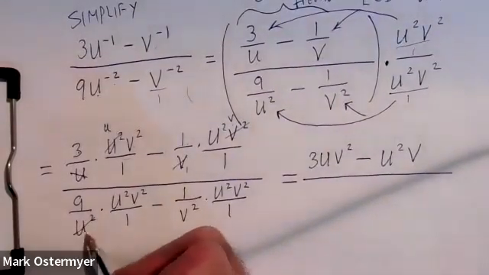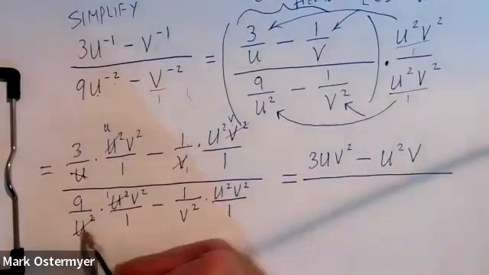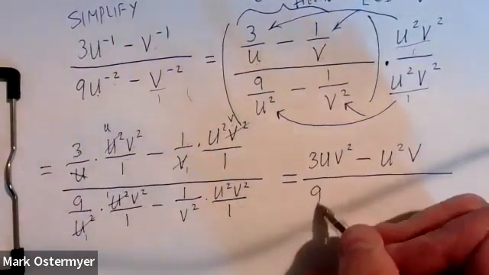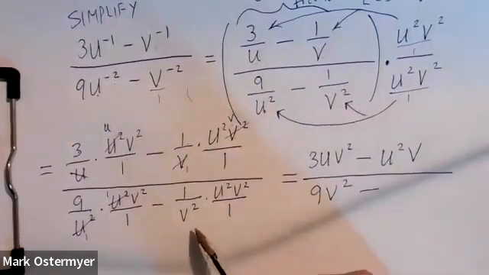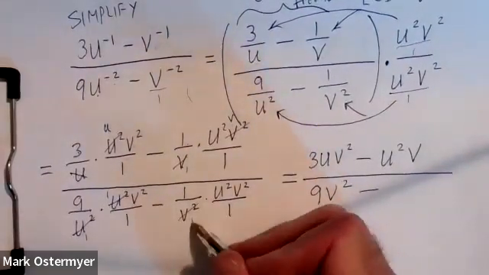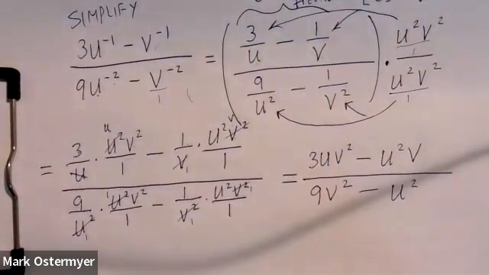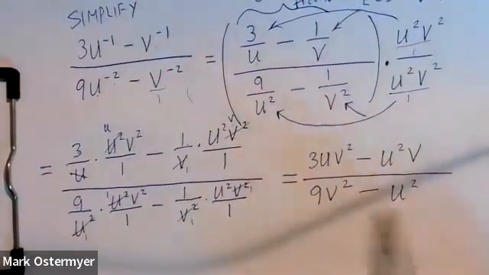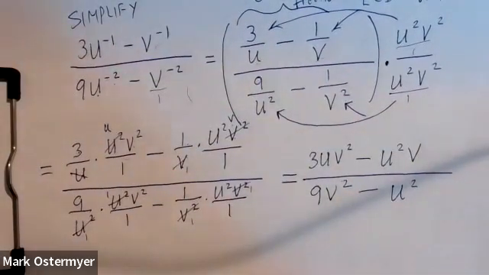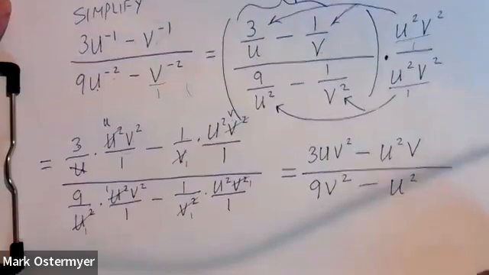Downstairs, this u squared cross reduces with this u squared, leaving us with 9 times v squared. Fraction gone. Here the v squareds cross reduce out, leaving us with 1 times u squared, or u squared. Well, look at that. We got rid of all of our fractions in the numerator and denominator. Now it's just a matter of reducing this rational expression. Any questions how I got it down to this? Right here. All right, onward we go.